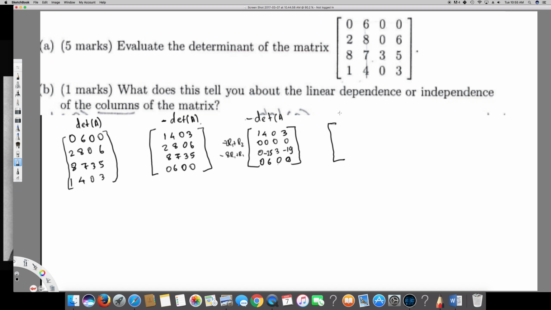If I swap again, this will become positive now. So it's going to be 1 4 0 3, 0 6 0 0. Then we have 0 minus 25, 3 minus 19. Then we have 0 0 0 0. So this is going to be my value.